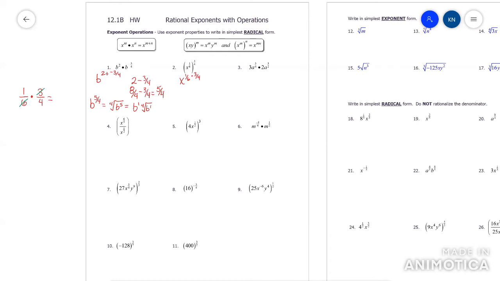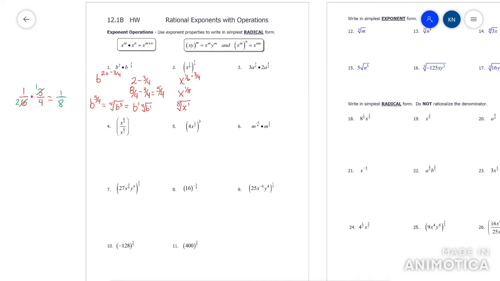3 and 6 reduce. They're both divisible by 3. So divide them both by 3. And so now you just multiply straight across. The top makes 1, the bottom makes 8. So it's 1/8. All right, so this one is just x to the 1/8. And then to write it as a root, that would be the 8th root of x to the 1.